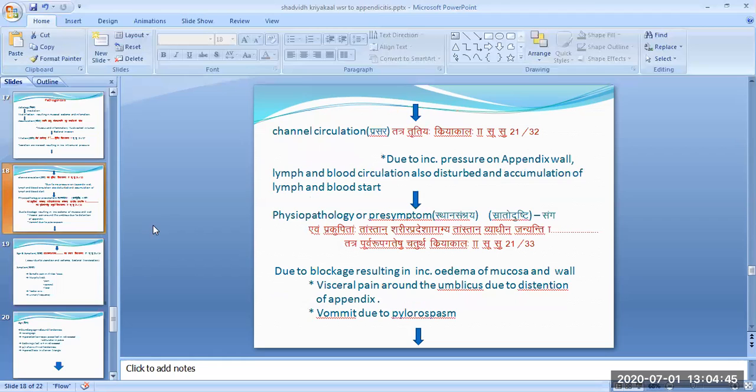increased intramural pressure. Channel circulation: due to increased pressure on the appendix, lymph and blood circulation are also disturbed, with accumulation of lymph and blood. Pathophysiology or pre-symptoms: due to distension and obstruction of the appendix, blockage results in pain, due to pylorus spasm.